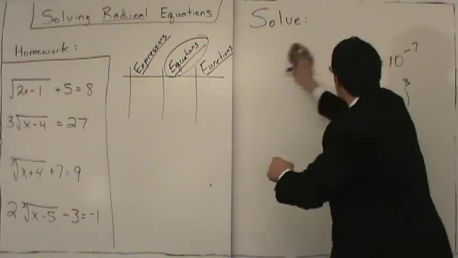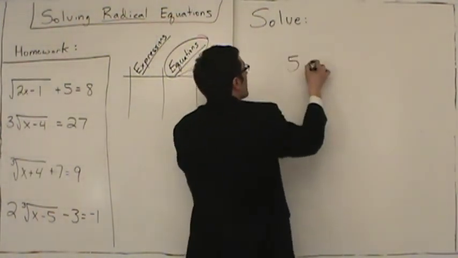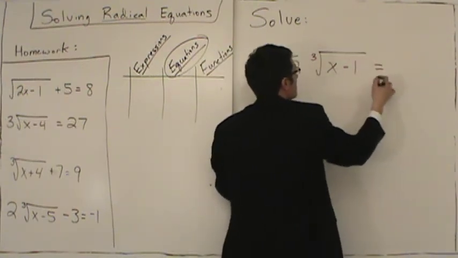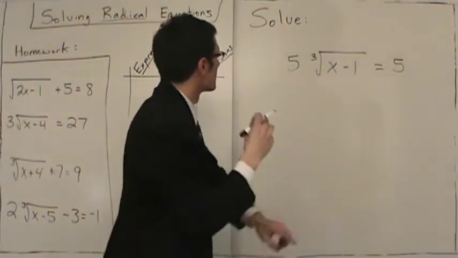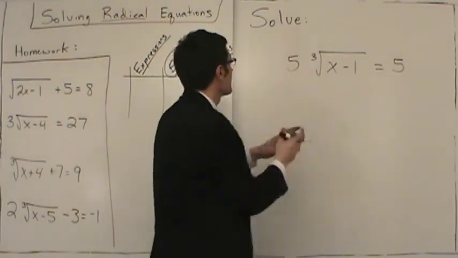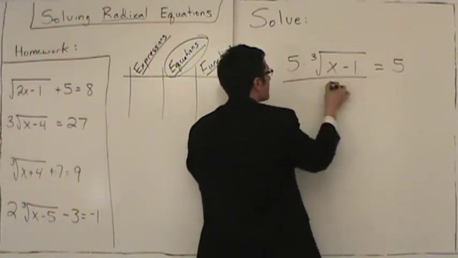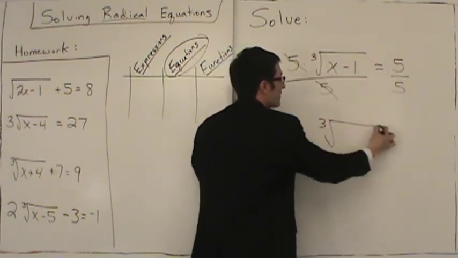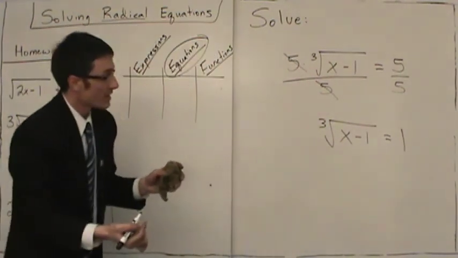Like the last homework question, let's say you have 5 times the cube root of x minus 1 is equal to, say, 5. Okay, so how do we deal with this? Notice 5 is being multiplied out front. We have to isolate the radical. That means if 5 is being multiplied, we divide by 5. The 5's cancel. You're left with the cube root of x minus 1 is equal to 5 divided by 5, which is 1.